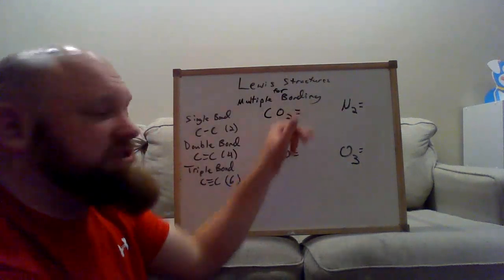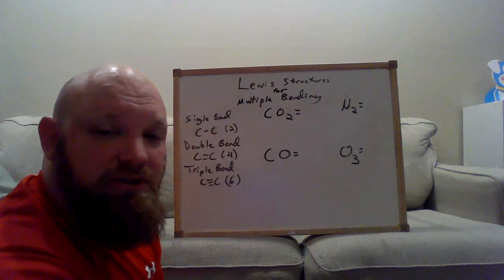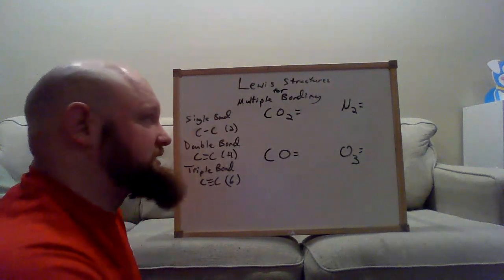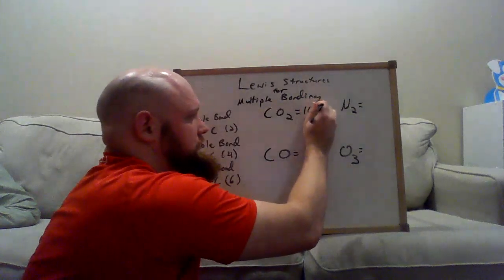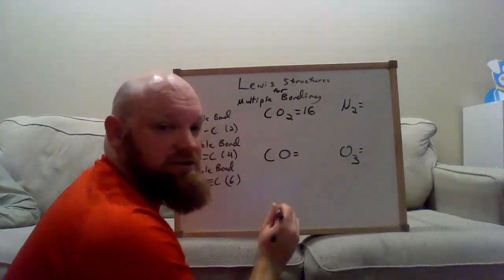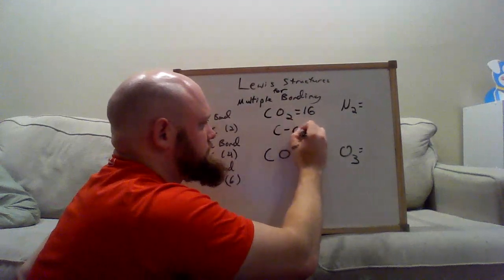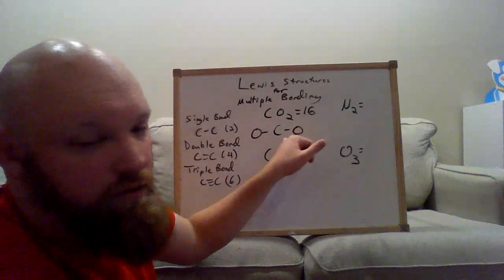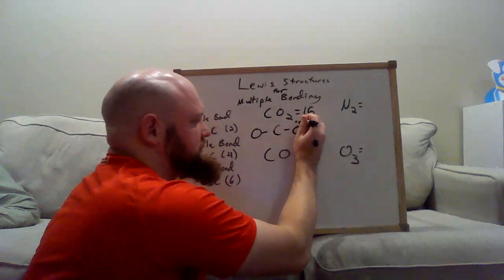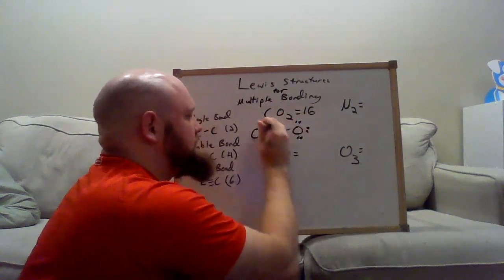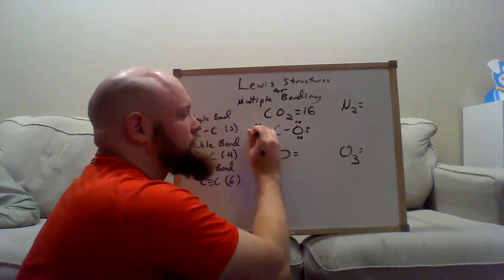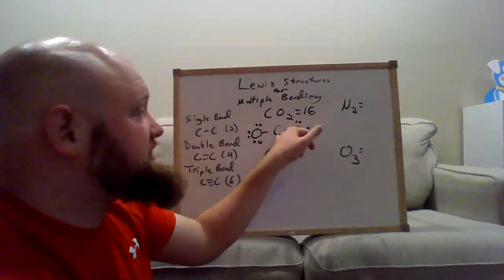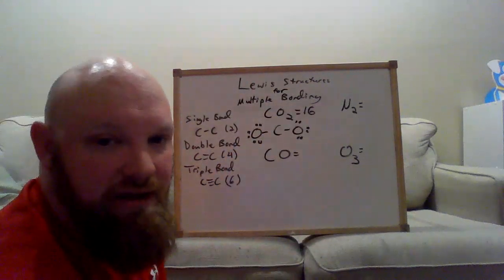Okay? So let's start with CO2, carbon dioxide. So C brings 4. Oxygens each bring 6. So 6 times 2 is 12 plus 4 equals 16. C goes in the middle. Okay, so out of our 16, we've used 2 and 4. 6, 8, 10, 12, 14, 16. Okay, we're out. Now, carbon's not happy. Oxygen, they each have 8, but carbon's not.